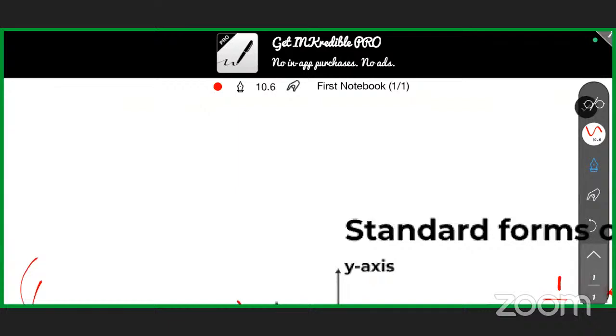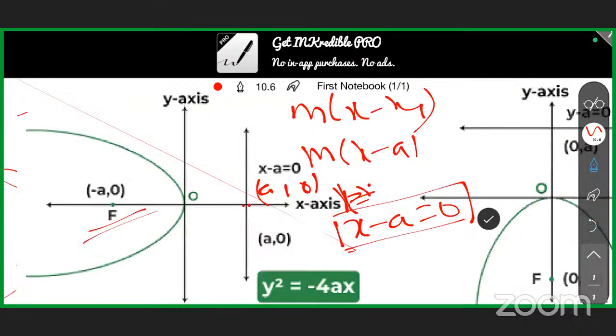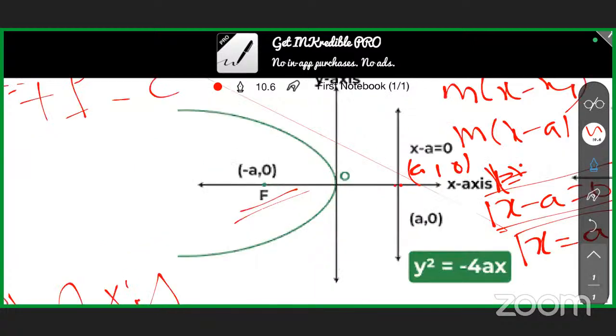Simplifying this further, we can write it as x is equal to plus a as the equation of the directrix. So the type is y square is equal to minus 4ax, towards the negative side of the x-axis.